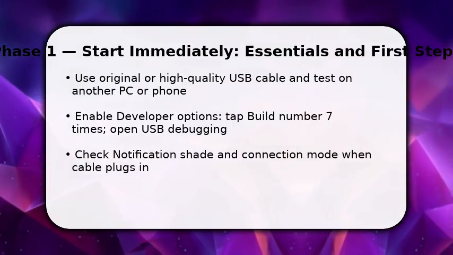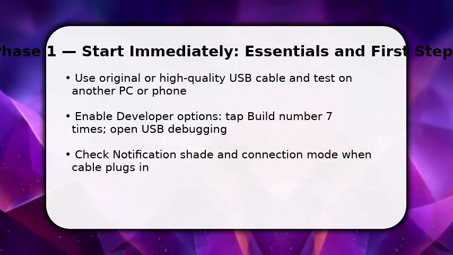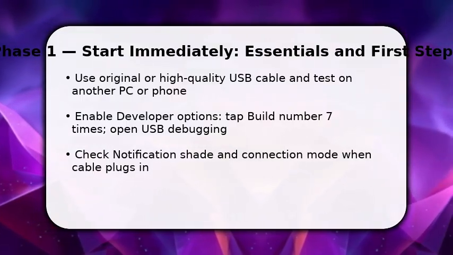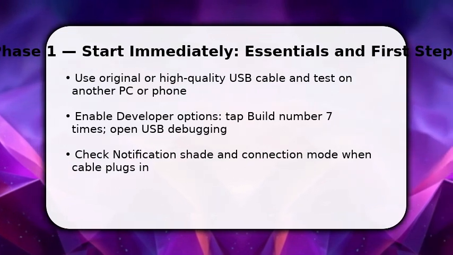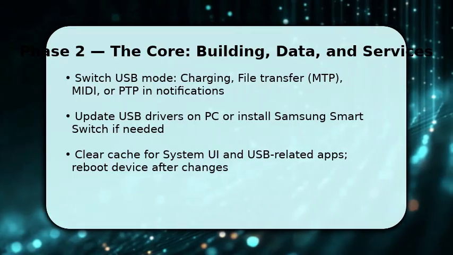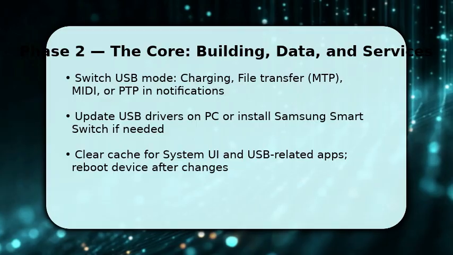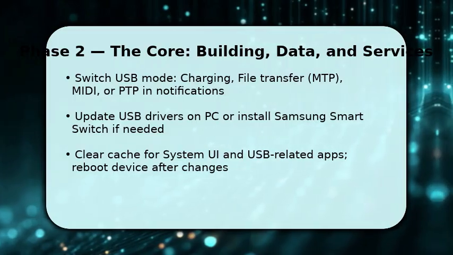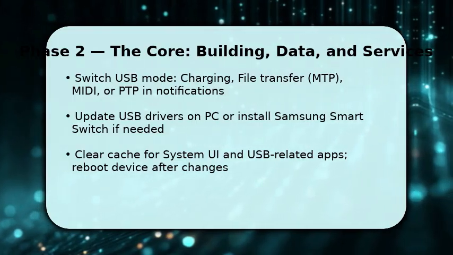Make sure to test the cable on another device. If it works there, focus on the phone settings and drivers next. Once developer options and debugging are active, tap the USB notification and select File Transfer, MTP to expose storage. If that option is absent, toggle other modes and reinsert the cable.